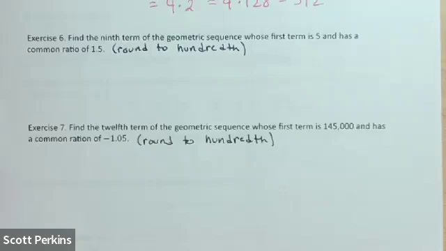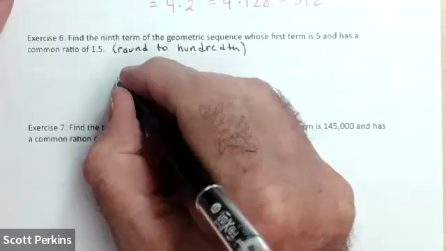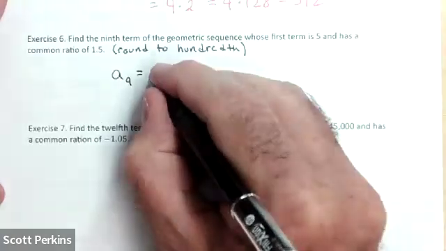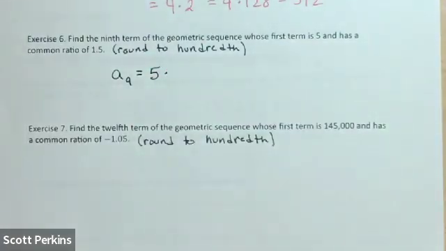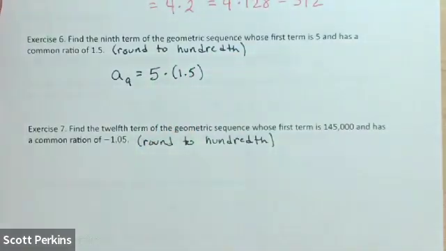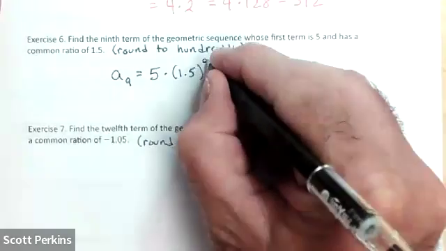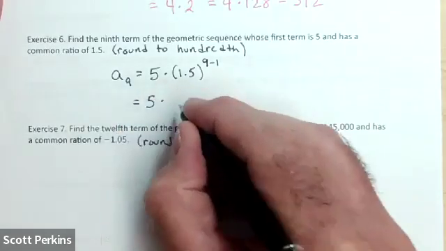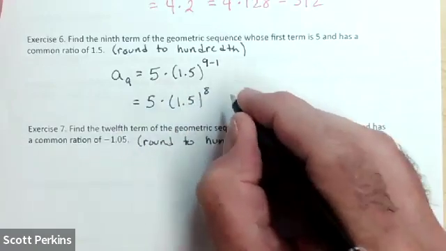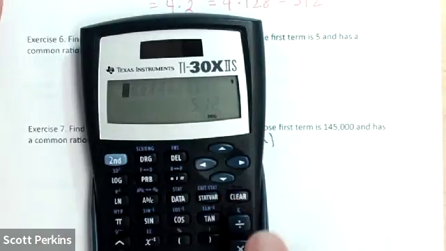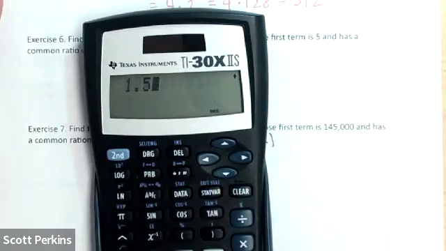All right, so we're finding the 9th term this time. So A with a subscript 9 is equal to the first term, which is 5, times, this time the common ratio is 1.5. So I'm just going to put that in parentheses because it's the decimal, 1.5, and the power is going to be 9 minus 1, or in other words, 8. So just simplifying that, that's 5 times 1.5 to the 8th power. I'm probably not going to write down what 1.5 to the 8th is because it's going to be a significant decimal. So we'll do 1.5 to the 8th, and that turns out to be that right there.